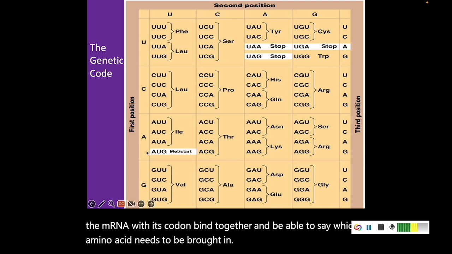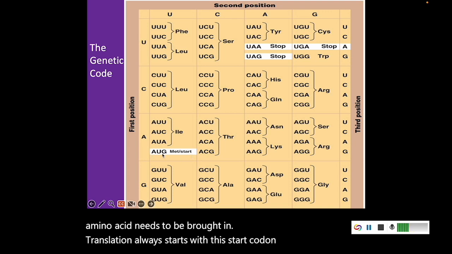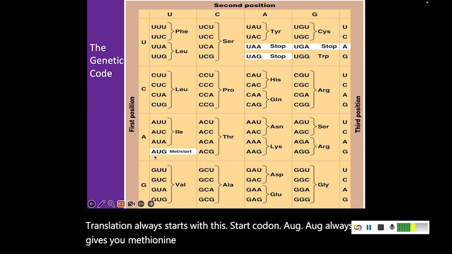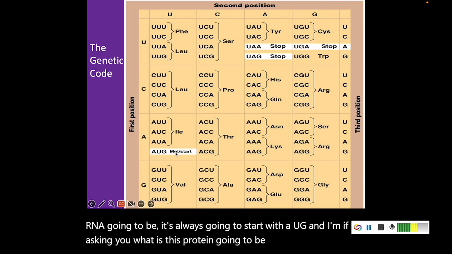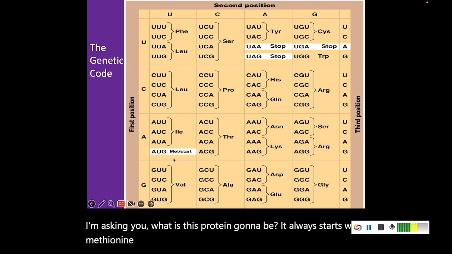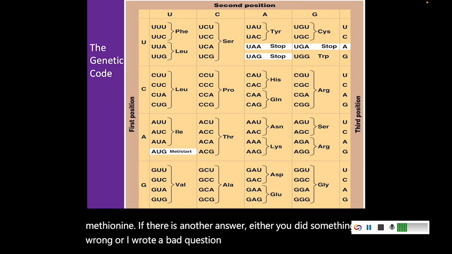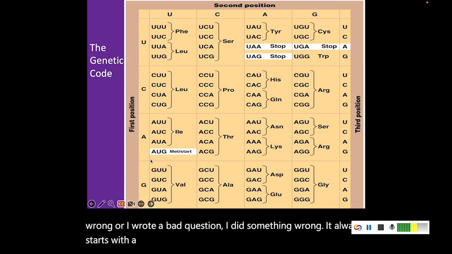Translation always starts with this start codon, AUG. AUG always gives you methionine. So if I'm asking you, what is this messenger RNA going to be? It's always going to start with AUG. And if I'm asking you, what is this protein going to be? It always starts with methionine. If there is another answer, either you did something wrong or I wrote a bad question. It always starts with AUG as the first codon, methionine as the first amino acid.